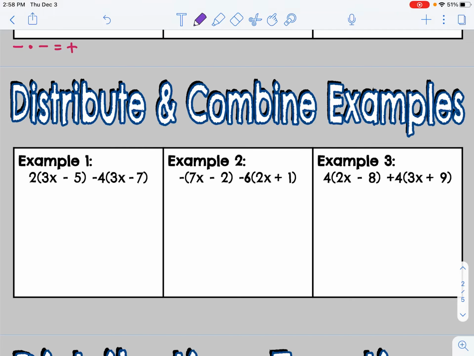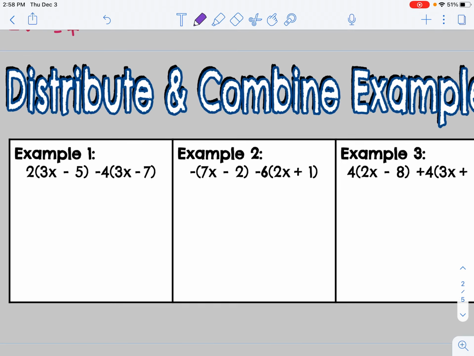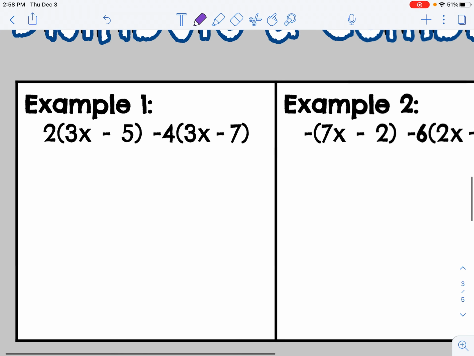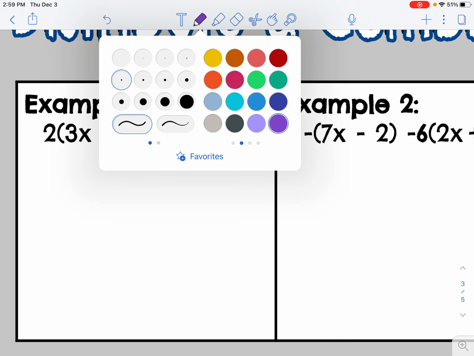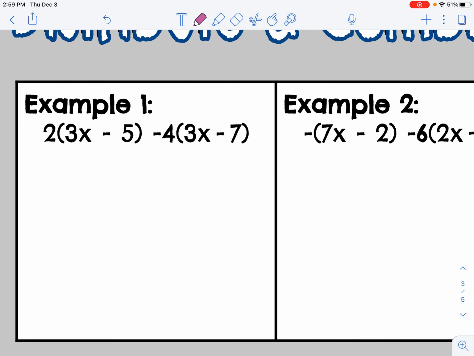In this video, we're going to look at simplifying expressions where we have to distribute a few times, and we're also going to combine like terms. So example number 1, notice there's two sets of parentheses here, so I'm actually going to be distributing quite a few times. So let's do this first set of parentheses.